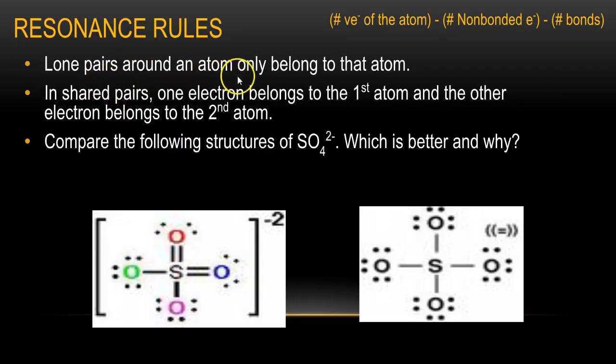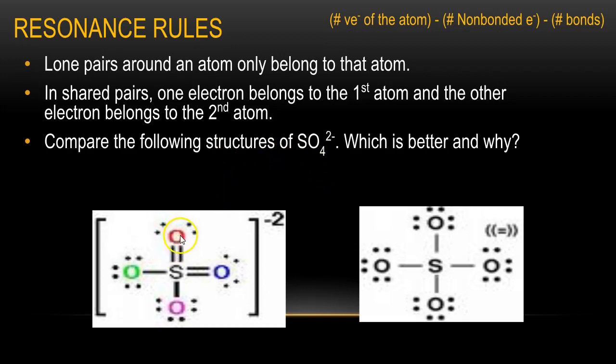Lone pairs of electrons around an atom can only belong to that atom, so that's some rules around resonance. With shared pairs, we can think of one of the electrons being tied to one atom and the other being tied to the second atom. Now let's look at these sulfate ions. So we'll do some formal charges.